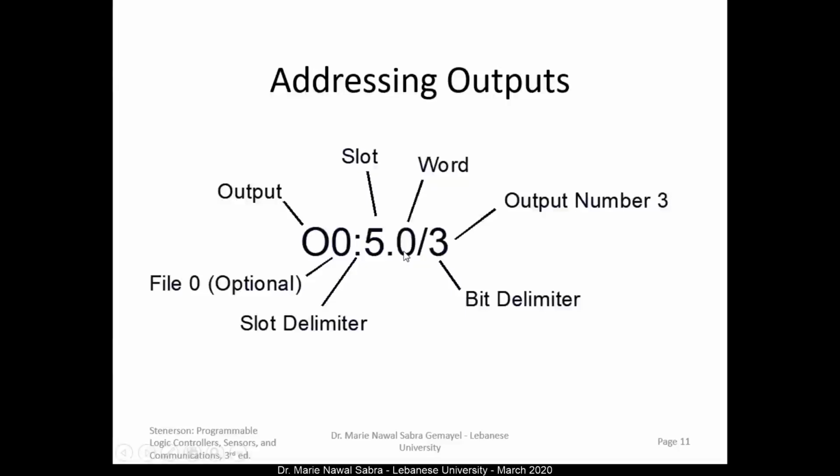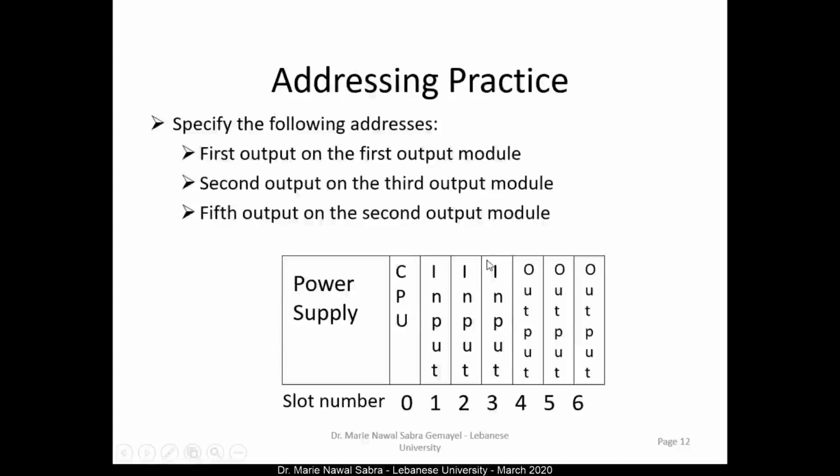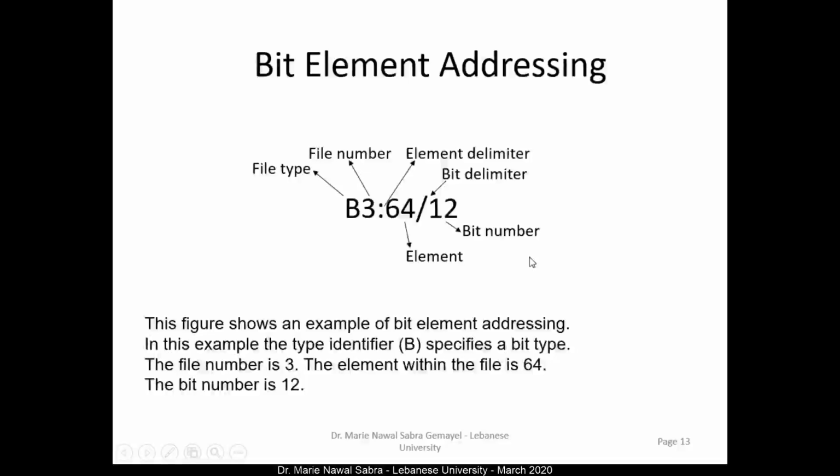But as I said before, this is rarely used. Slash number of the output. Again, in here, we'll take one of the examples. First output on the first output module, because the first output module is on slot number 5, so this is going to be O0 colon 4 slash 0, because the first address is on the address 0.